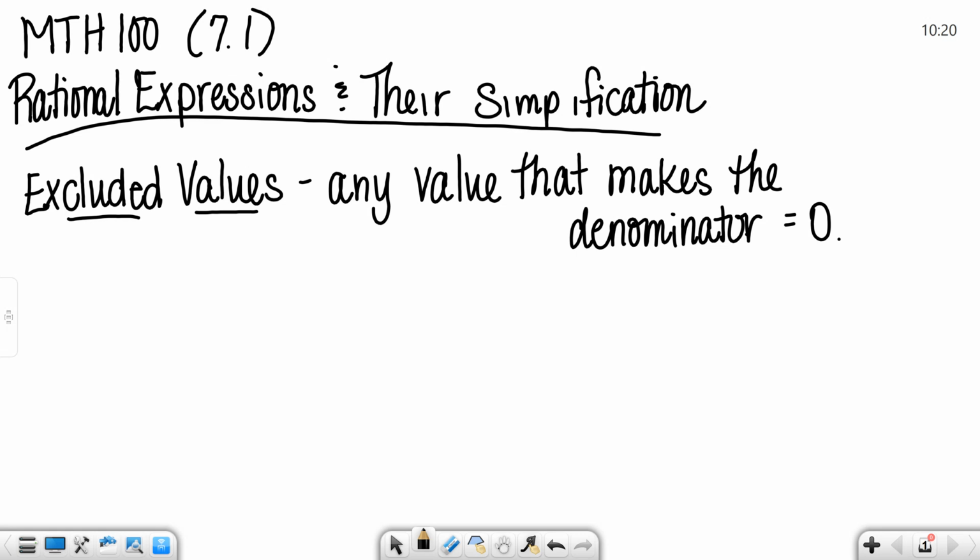Math 100, lesson 7.1, rational expressions and their simplification.